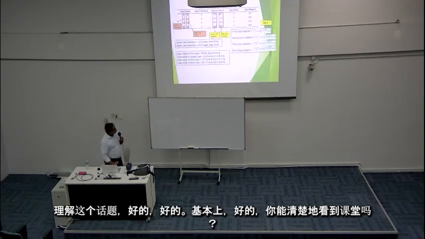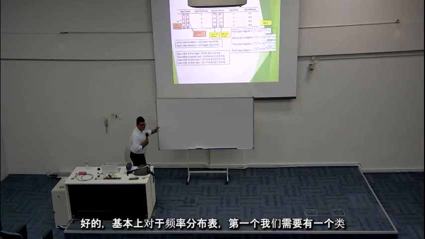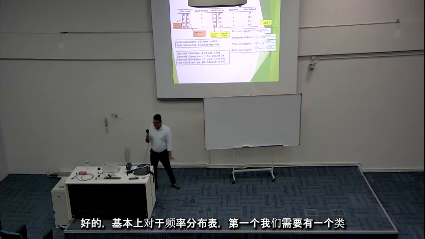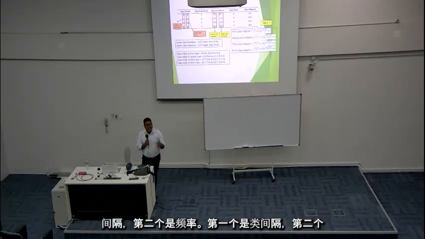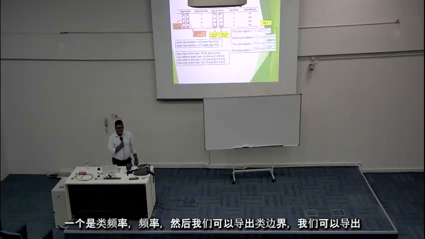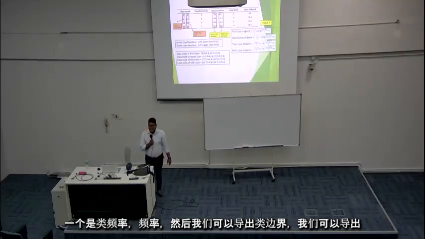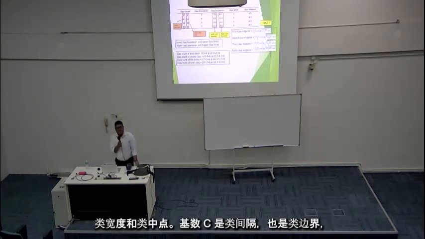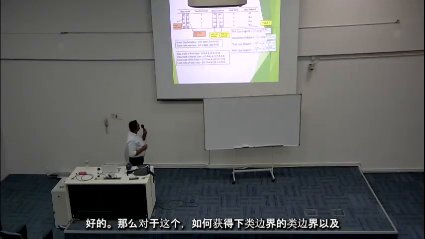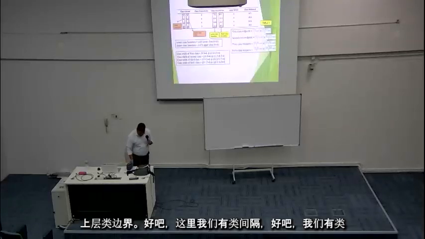Basically, for the frequency distribution table, the first thing we need is the class interval, and the second is the class frequency. Then we can derive the class boundary, the class width, and the class midpoint. So how do we get the lower class boundary and the upper class boundary?